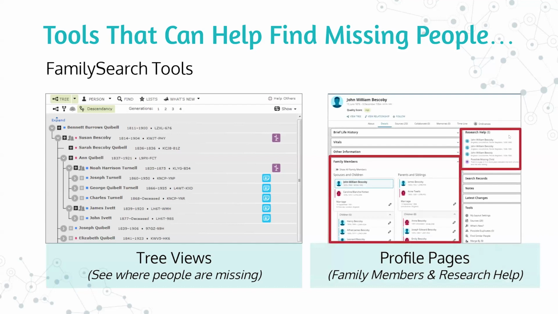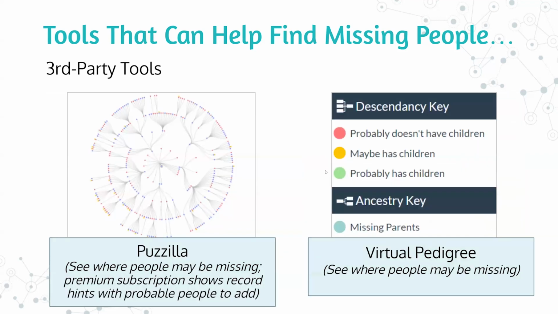Also, those same tools are available on profile pages. So research helps are right up here in the right-hand corner, the top of the page. Then also, if you look at the family members, you can notice if spouses are missing or if there are big gaps between children. Really, it's a matter of observance. It's a matter of keeping our eyes open and watching for those things.